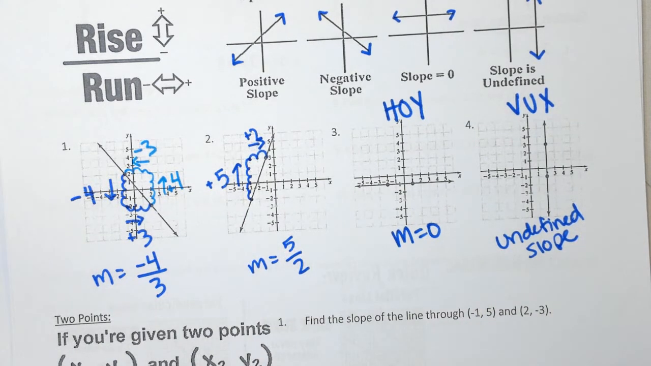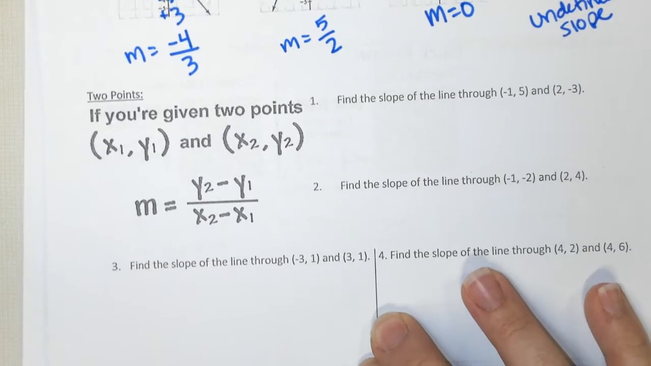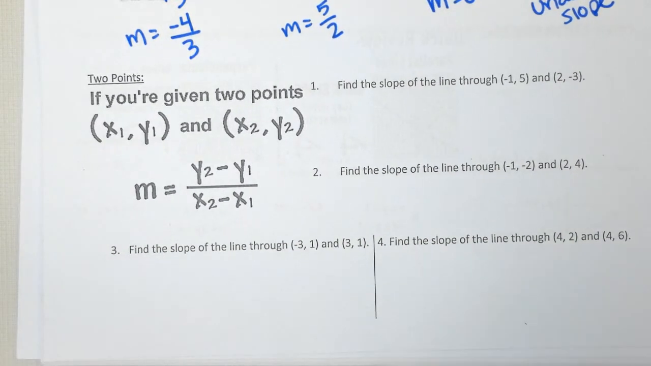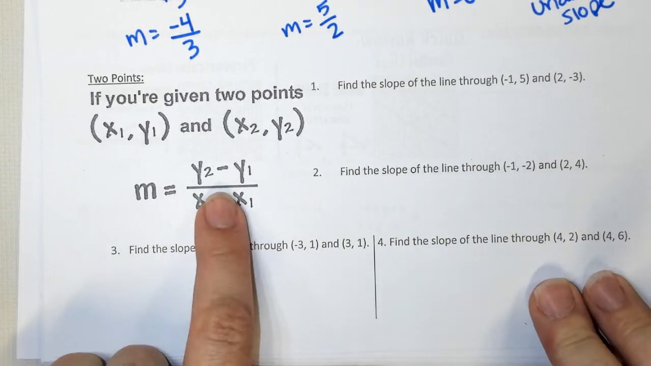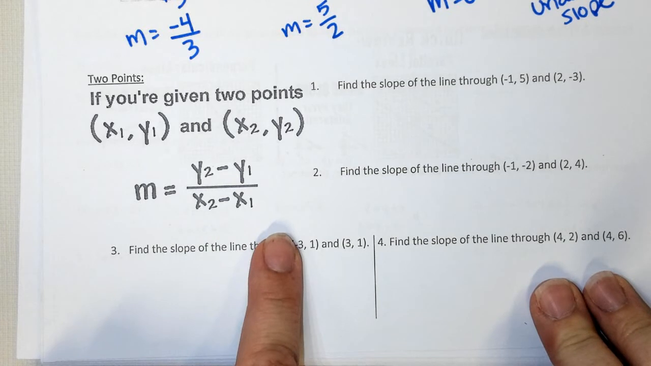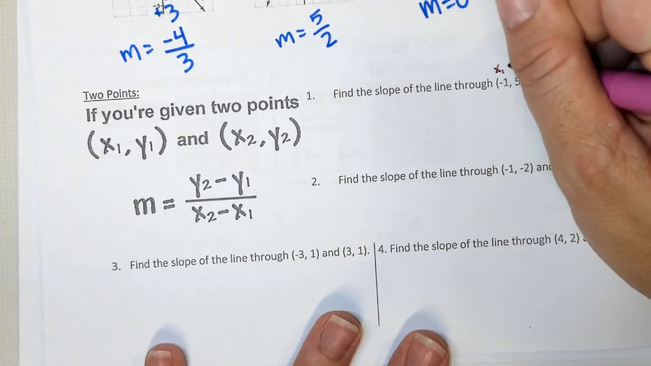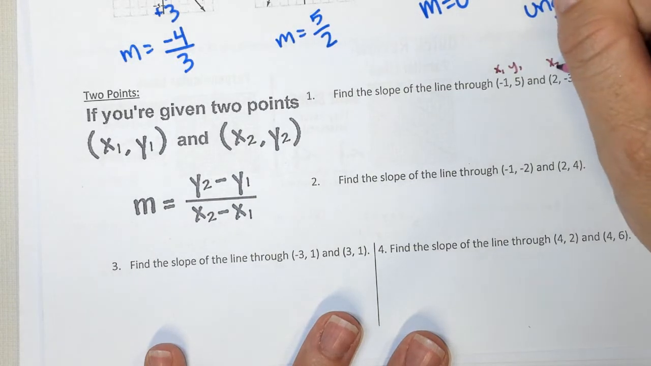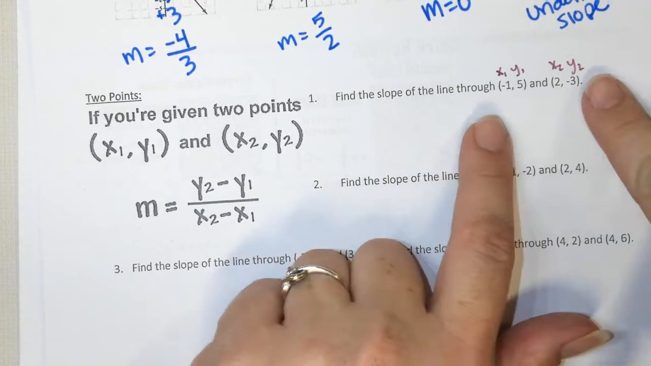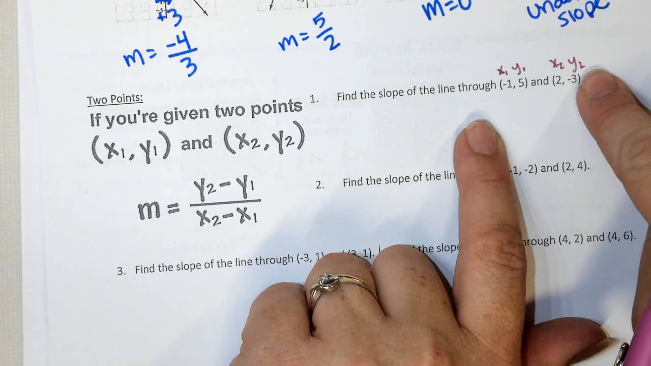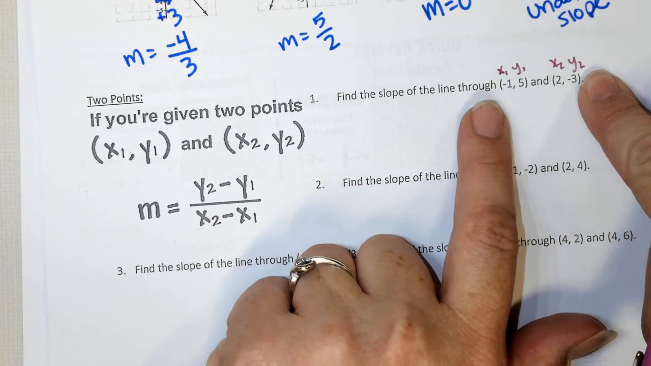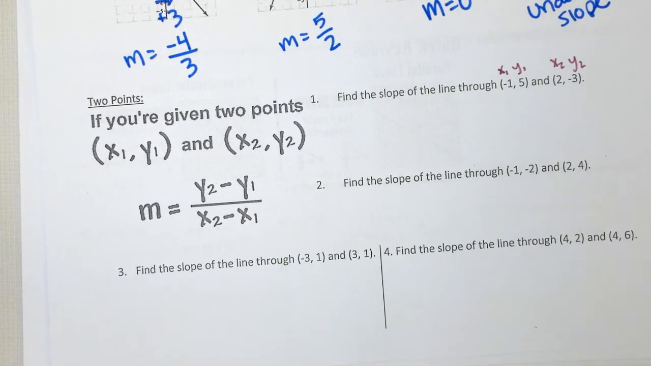Yes? Okay, so knowing that, now we're going to look at 2 points. So when given 2 points, you're going to label them x1, y1, x2, y2, and its slope is y2 minus y1 over x2 minus x1, yes? Okay, so if I am given 2 points, I'm going to label them x1, y1, x2, y2. Now, I could have labeled this point 2 and this point 1. It doesn't matter. Just make sure you stick with it, yes?